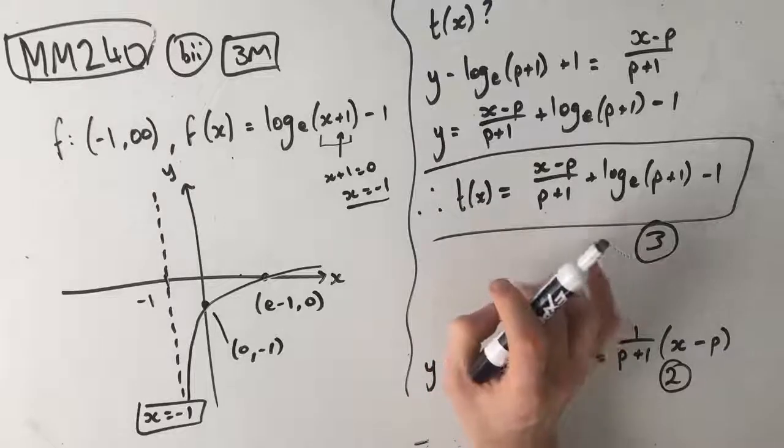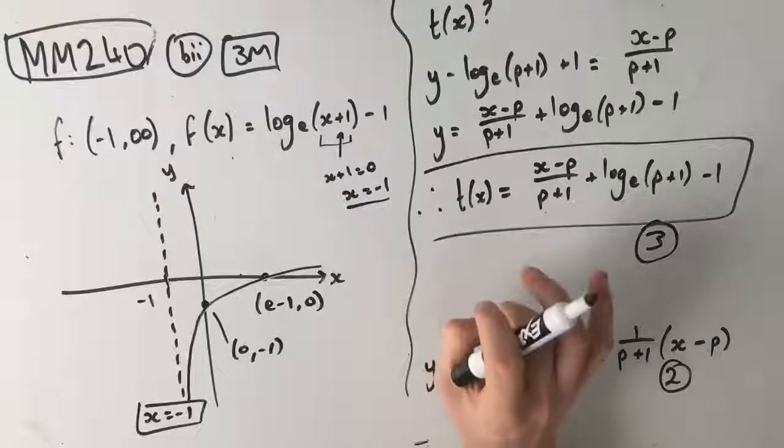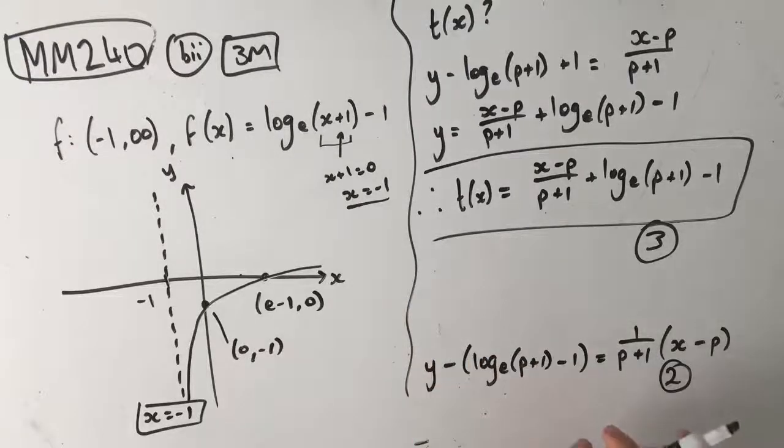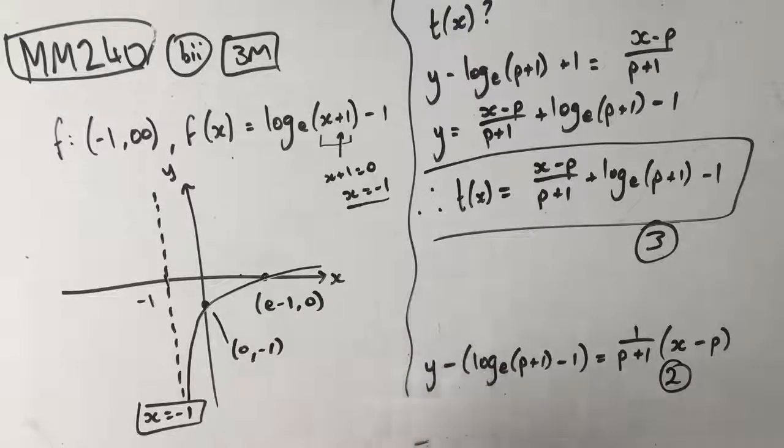Always, always, always with these questions, guys, you're going to have a gradient and a point, right? So you're going to have the gradient, which is 1 on p plus 1. So we find that using the gradient function. And then we're going to find a point using the point p. So that's it for that question. Let's move on to part BIII.